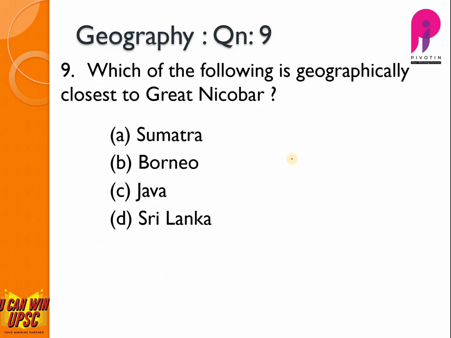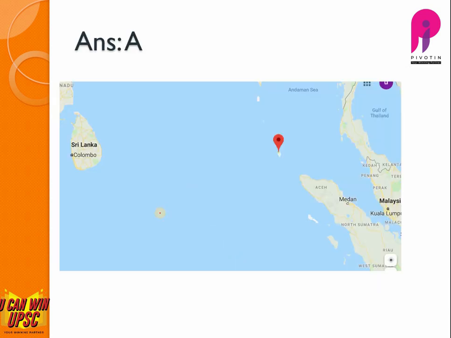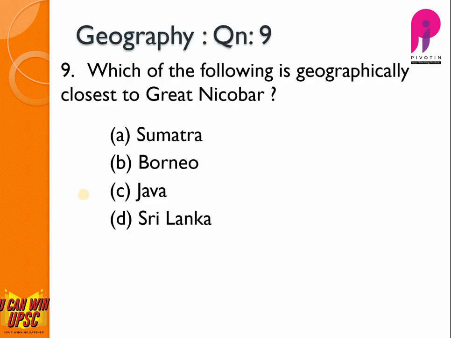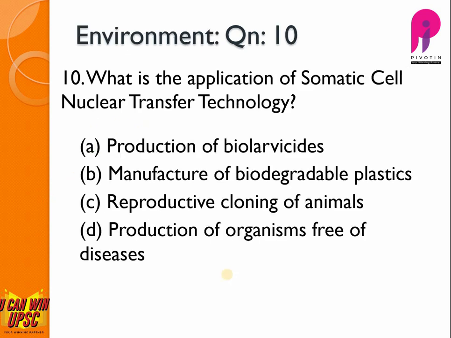Question number 9. Which of the following is geographically closest to Great Nicobar? Let's check the map. You can see, actually, this is Great Nicobar, and you can see which is very near: Sumatra. Sri Lanka is far away. So the answer to this question is A, Sumatra.